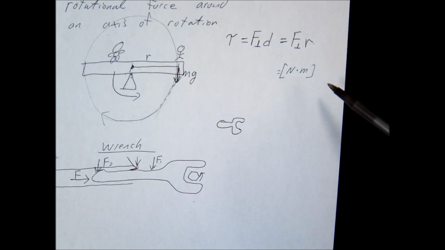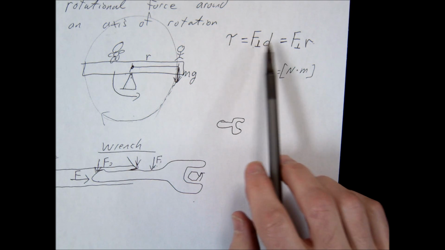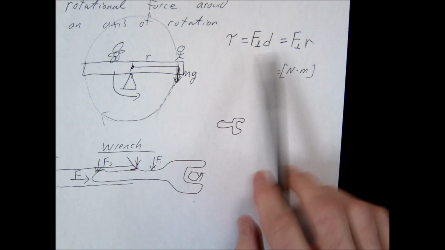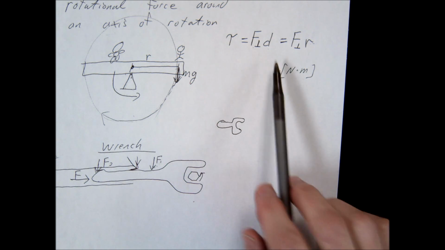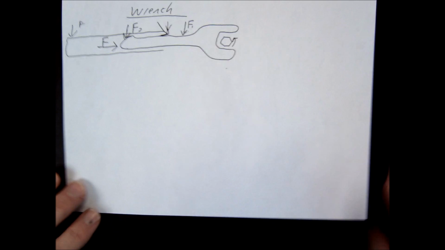By the way, this equation should look kind of familiar. We've had an equation of force times distance before. That's work. But what's the difference? What was work? Force parallel to distance. And this is now force perpendicular. Alright, let's just do one real quick problem here.